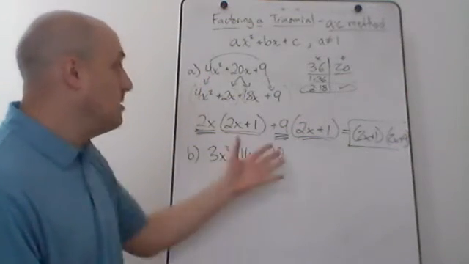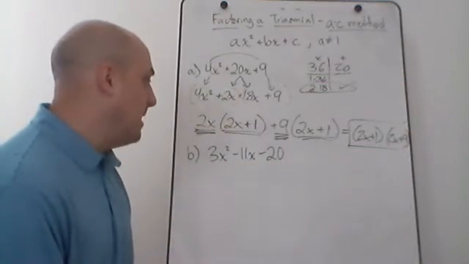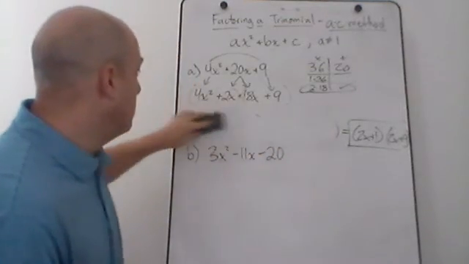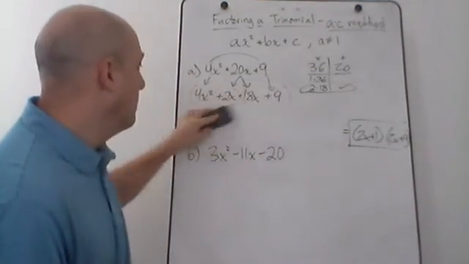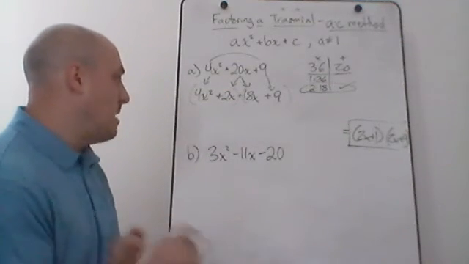All right, so that's our first example. We have another one here that we'll take a look at. We got 3x squared minus 11x minus 20. And I'm actually going to erase a little bit of what's up above here just so we have enough room to see what's there. All right, so 3x squared minus 11x minus 20.